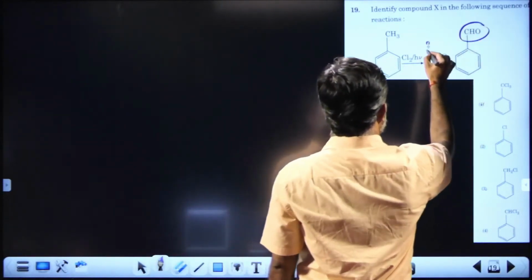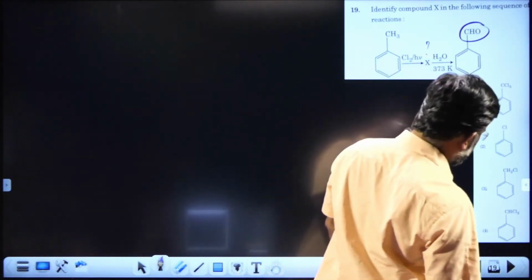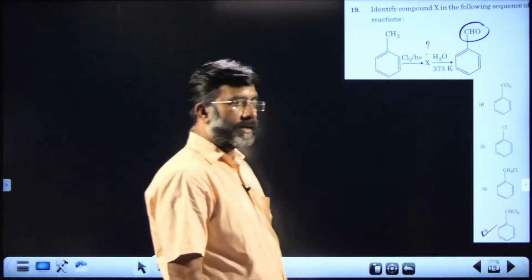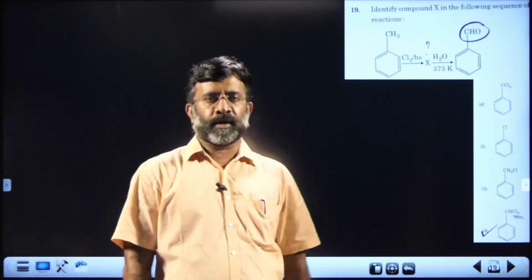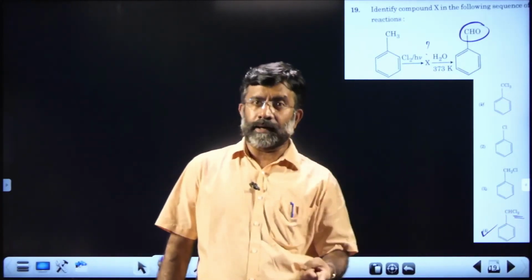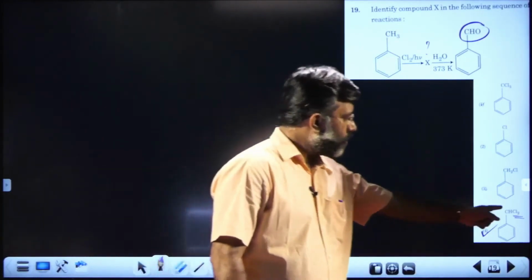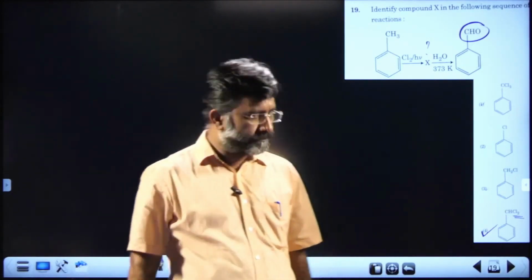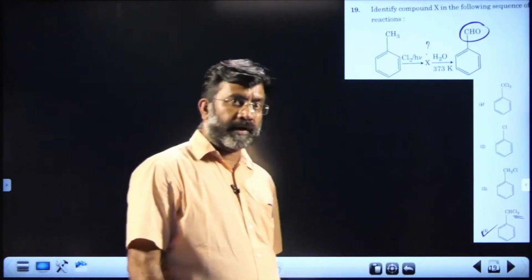And what will be this X? It must be benzyl chloride. Fourth choice is the correct answer. Because when 2 chlorine atoms are coming there, that will be hydrolyzed, you get benzaldehyde. If there is only 1 chlorine, you get benzyl alcohol. With 3 chlorine, you get benzoic acid. So with 2 chlorine, you get benzaldehyde. Preparation of benzaldehyde, textbook question. Answer is fourth choice, benzyl chloride, CHCl2.